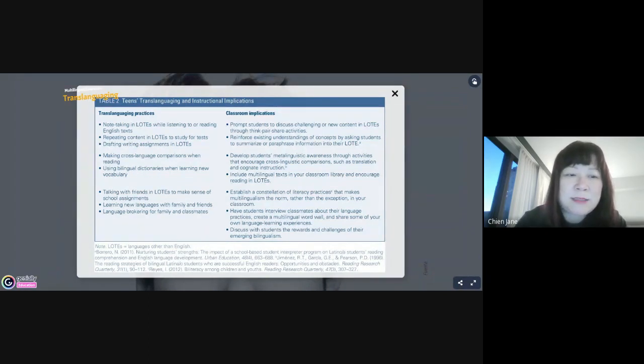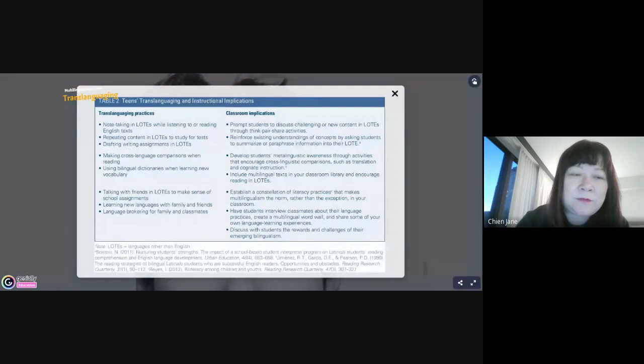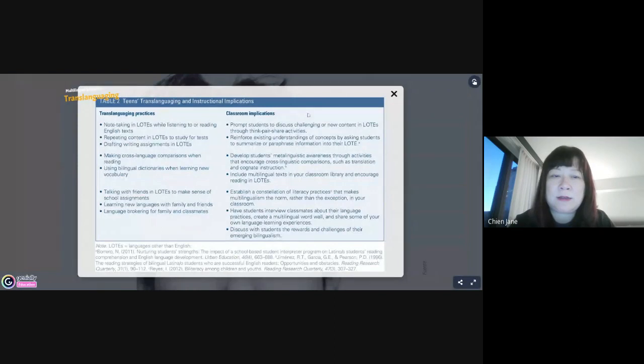Talking with friends in LOTES to make sense of school assignments. I think that's what we do a lot of times. We talk in Chinese to go over what we should do, but when it comes to presenting, we use English, right? Learning new languages with family and friends, language brokering for family and classmates. That's something that's practiced in the US more.